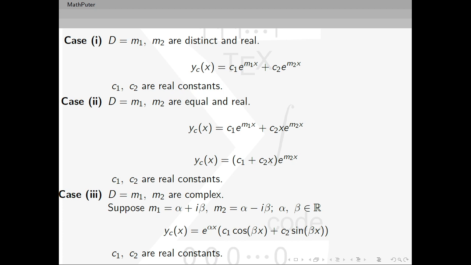So now let us discuss the particular examples. y double dash plus y dash minus 6y equal to 0. This was the example which we already discussed. This example has two roots, minus 3 and 2. So minus 3 and 2 are distinct. So the solution is c1 e raised to minus 3x plus c2 e raised to 2x.